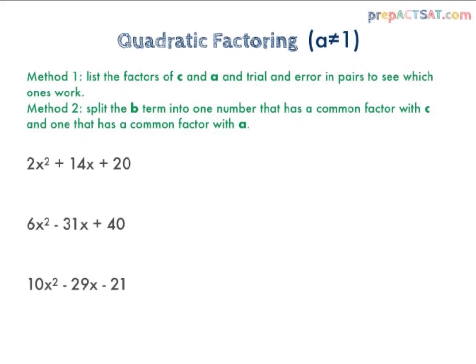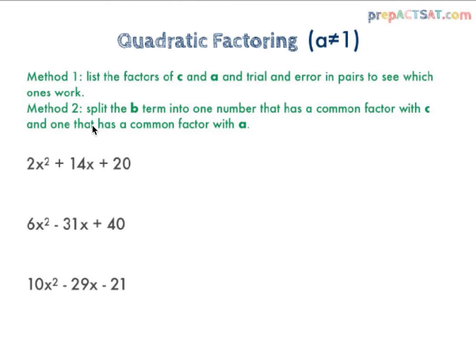Right, here's quadratic factoring where the first coefficient is not equal to 1. So we've got two methods again, and they are kind of parallels to the two methods that we just did. The first method is list the factors of C, and this time we also have to list the factors of A because it's not 1 anymore. Basically, we do trial and error in pairs to see which ones work. This can take you quite a long time, but it's also easy to understand what you're doing with this.